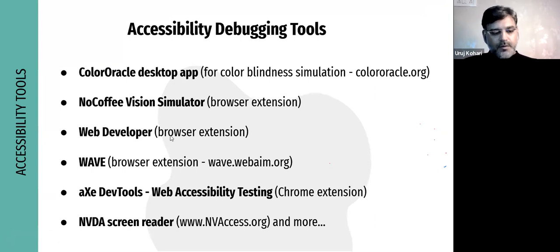All right, so very quickly, what I'll do is I'll just open up the Color Oracle desktop app, and we'll see basically how people with certain forms of visual impairment, especially color blindness, see the world. Give me a second.